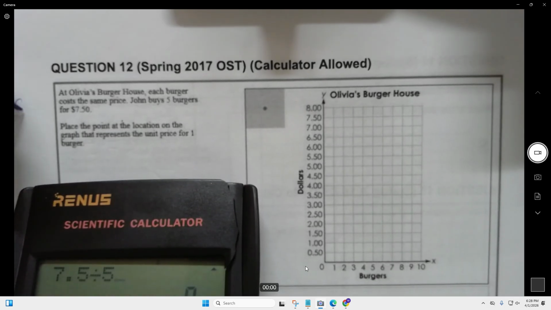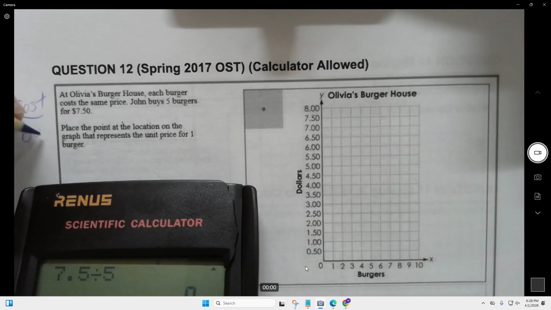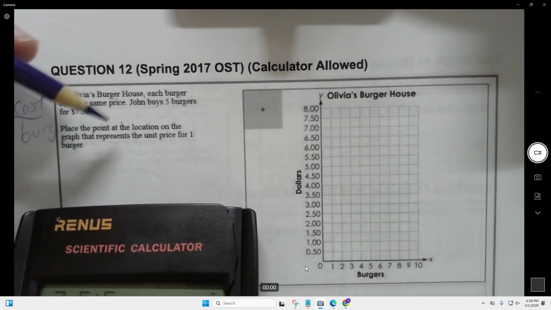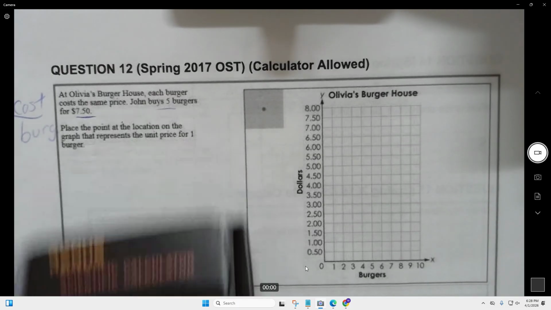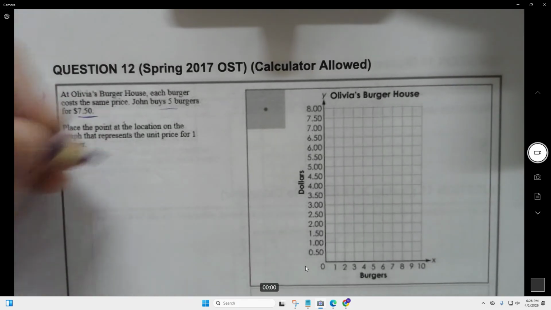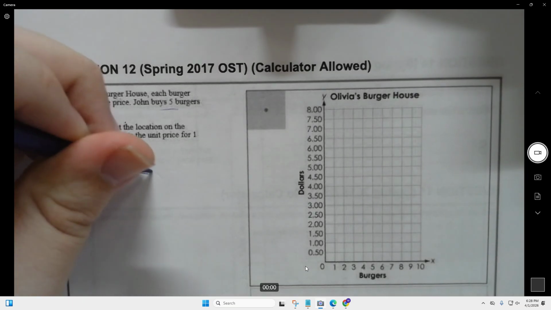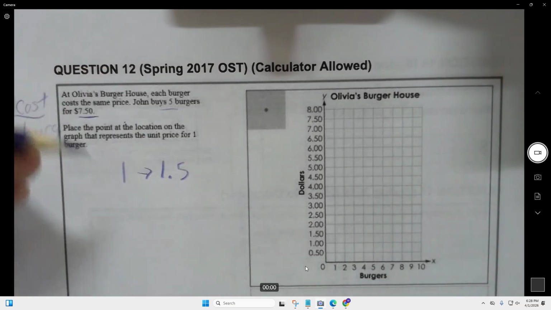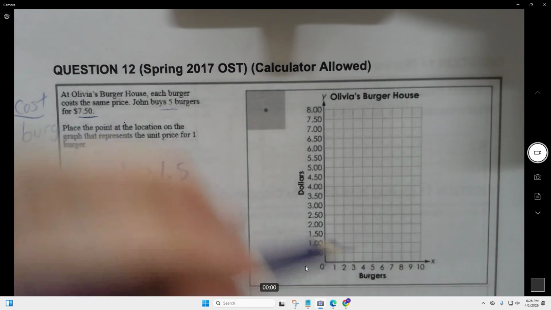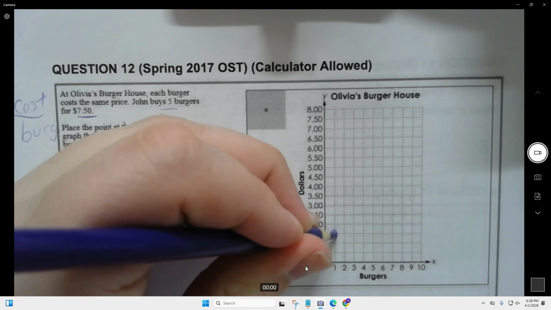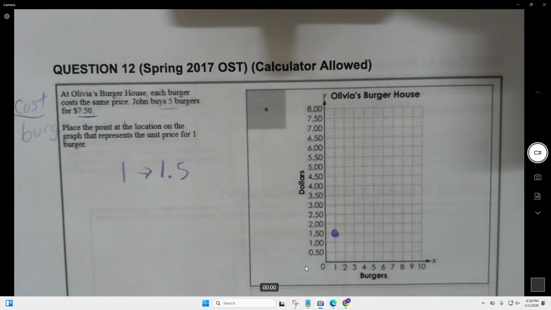So, cost per burger means $7.50 divided by 5, which is 1.5. So for one burger, it is 1.5. So we're going to go to the graph where we have one burger and put a point at 1.5. Done.